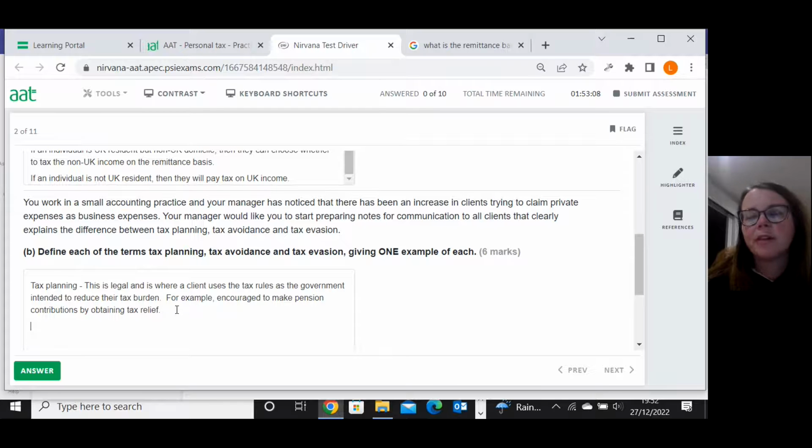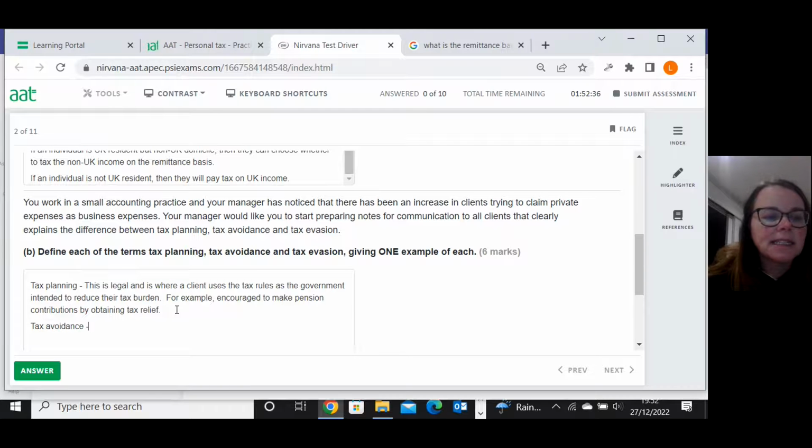That's just one example. Tax planning might be charitable giving, using savings accounts, using your ISA, or looking at how your income is distributed to make sure that you're paying the least amount. Things like that will be acceptable as tax planning.